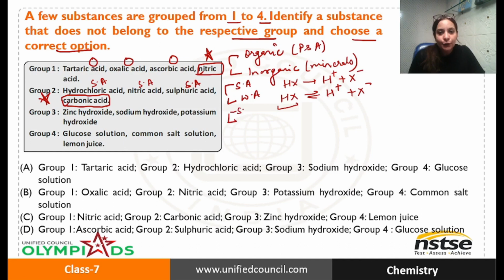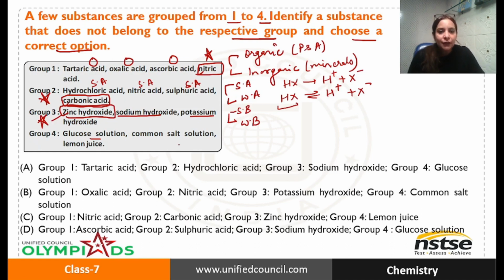Again, on the basis of strength, we can find the odd one out. Sodium hydroxide and potassium hydroxide are strong bases. They completely dissociate in water. But zinc hydroxide is a weak base. It partially dissociates.